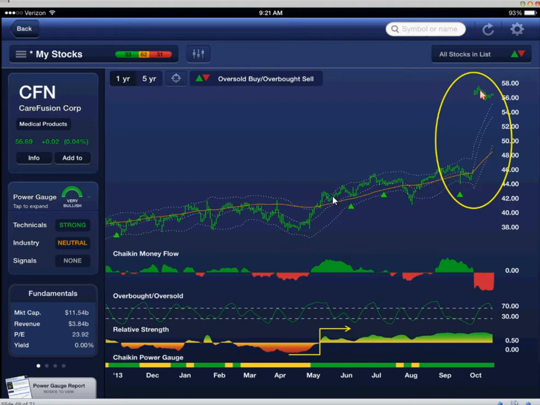Sometimes you get lucky. Thomas Jefferson has a wonderful quote. He says, "The better prepared you are, the luckier you get." And using the Chaikin power gauge rating and the relative strength, the money flow, and these candlestick signals, you are well prepared, and occasionally you get lucky.